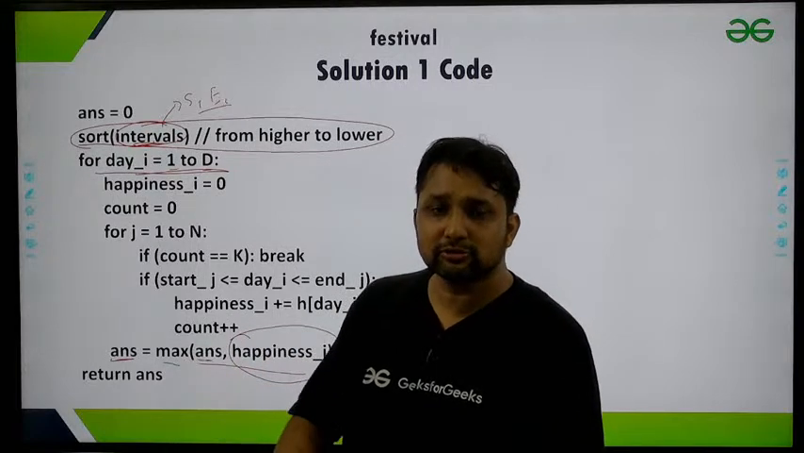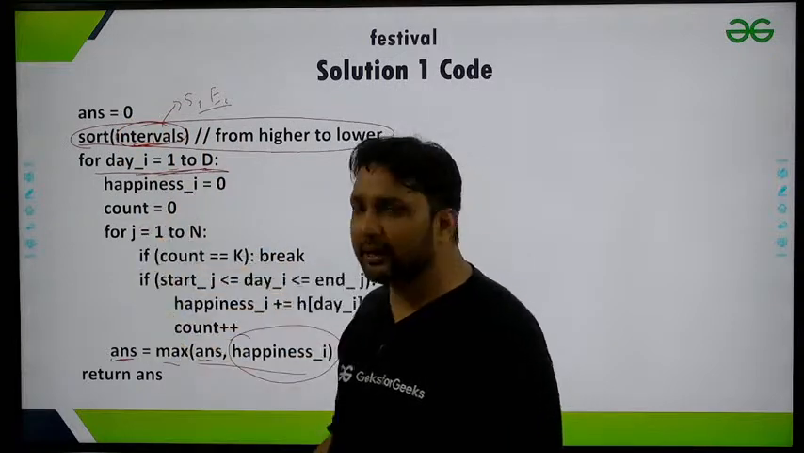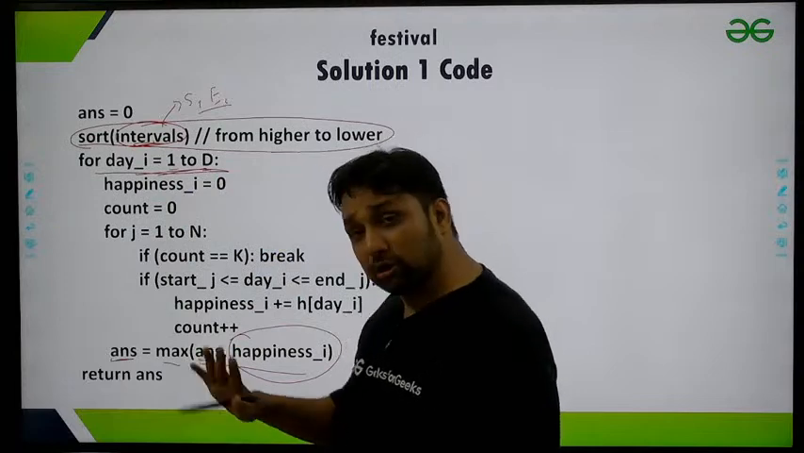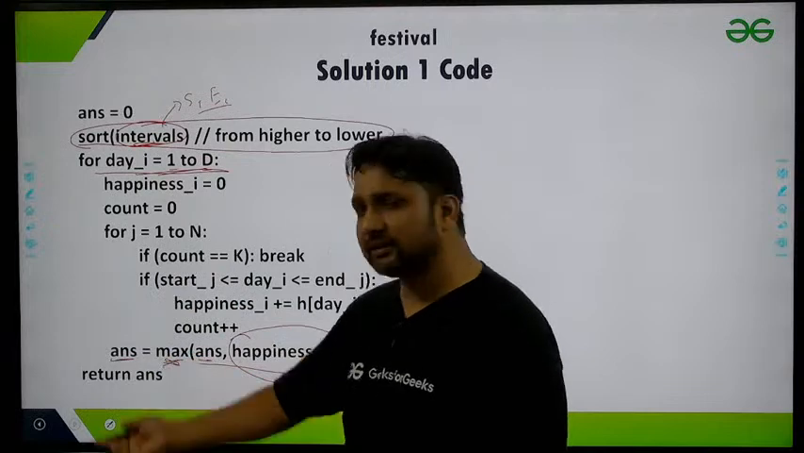That's it. Sort the elements, then for every day check the happiness and compare all the days' happiness, day 1, day 2, day 3, and see which has the maximum. That is the answer.